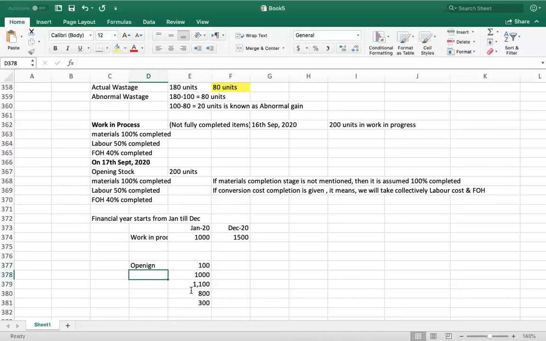Tomorrow you will receive 1000, so tomorrow you have 1100, and you will spend 800. How much will be left tomorrow? 300. So this 300 will become the closing. Same concept. Today we finish our process. How many units are left today? 200. So today it is our closing. But when we start tomorrow, this closing will become our opening. At the beginning of the period, whatever we have is our opening, and at the end of the same period, whatever is left is our closing. Clear?